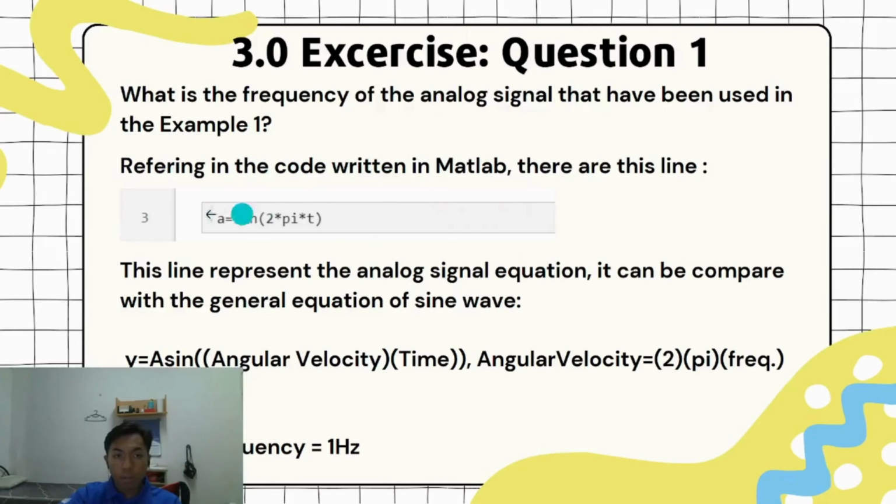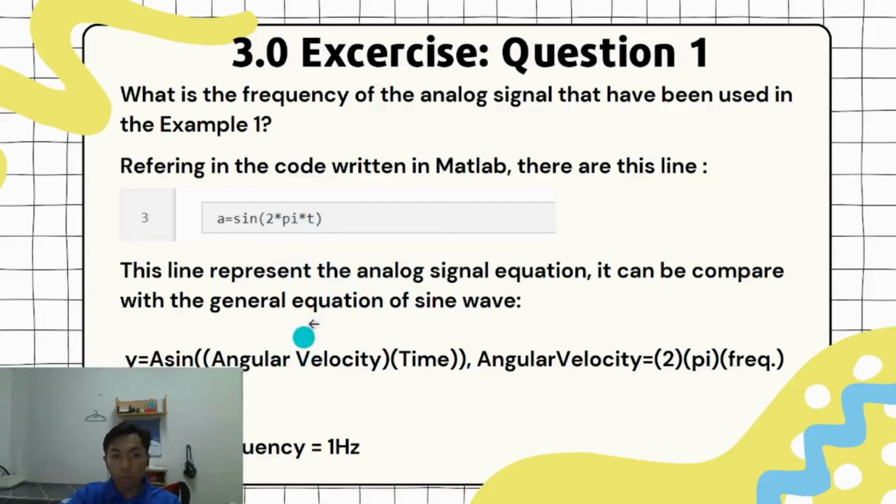In the MATLAB code, there is a line written as A equal to sine, parenthesis 2 times pi times t. So this line represents the analog signal equation. We can compare this analog signal equation to the general equation of the sine wave, since the analog signal equation does represent a sine wave.